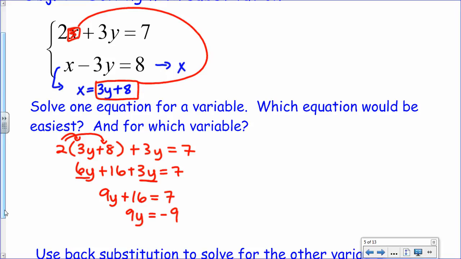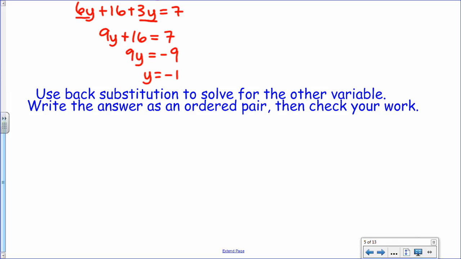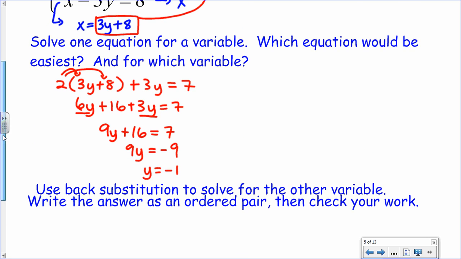So 9y equals negative 9. So y equals negative 1. Okay? All right, then back substitution means once you get a value, plug it back in to find the other one.